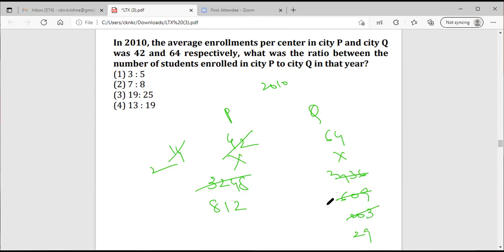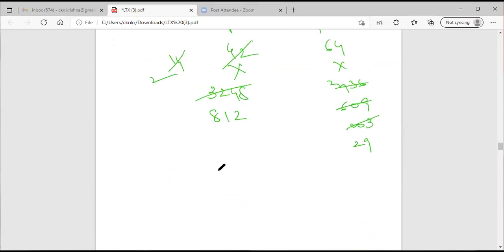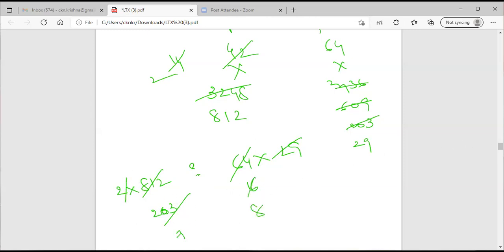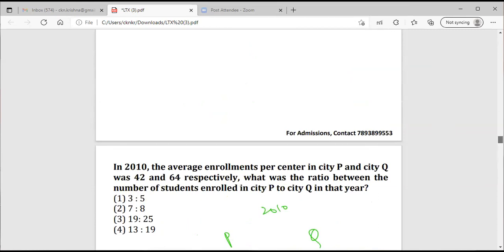9 sevens are 63. At this point, the numbers you are left with on the left hand side is 2 into 812. Right hand side is 64 into 29. This is 16 fours. This is 203 fours, right? You can say 203 fours here, because we are directly saying it's a 203, directly 203 gets cancelled here, 29 gets cancelled. How many 29s? 7 times here, 8 times here. Your answer is 7:8. Option, second option.